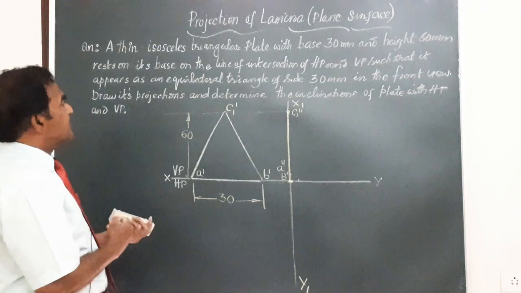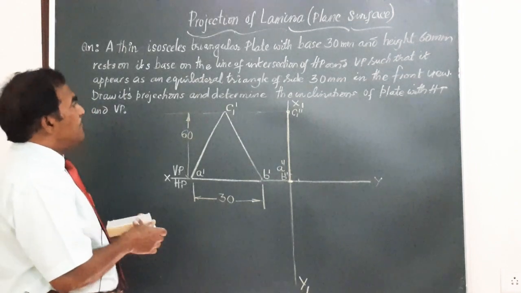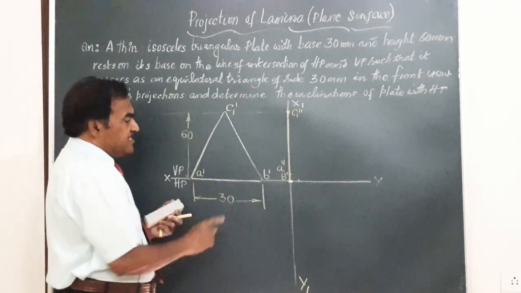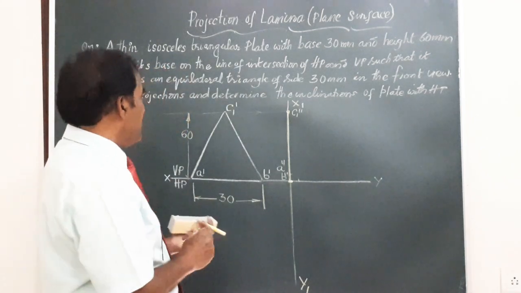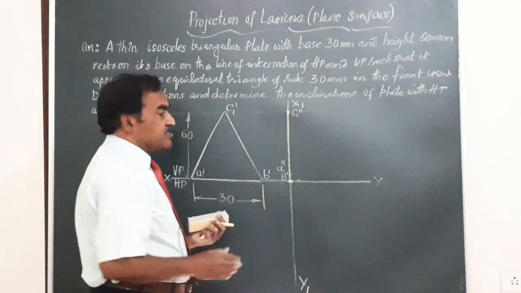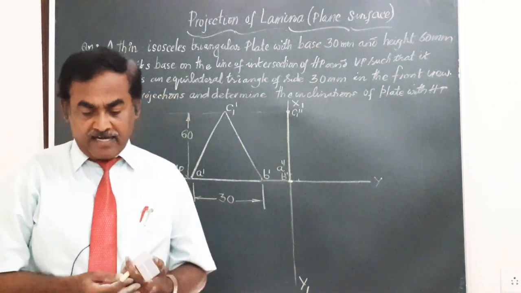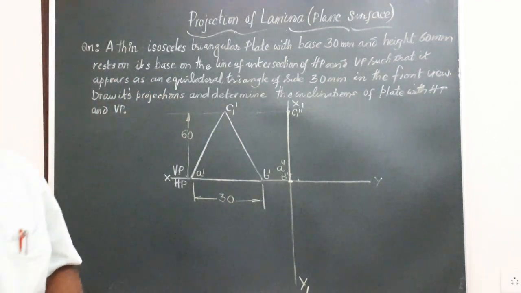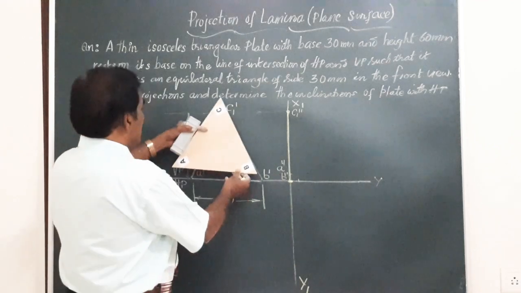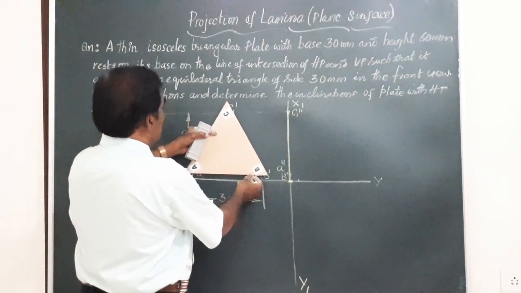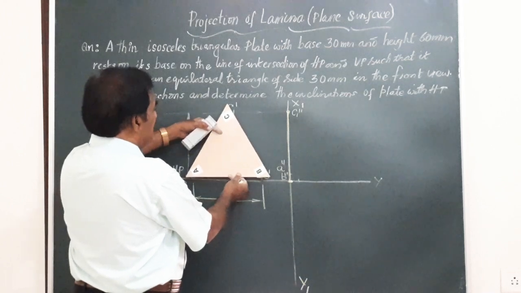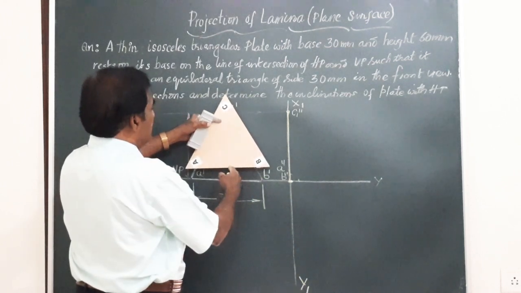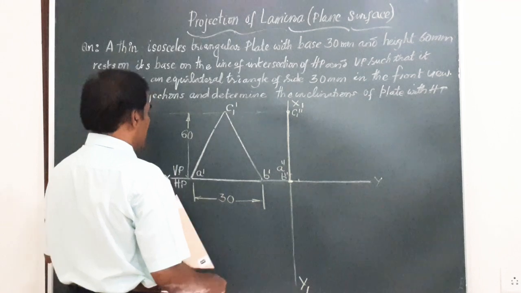Friends, it says in the question, the lamina while resting on one of the sides AB on the line of intersection of HP and VP appears as an equilateral triangle. Friends, look here, we had a triangle like this with AB equal to 30 mm, the vertical height is equal to how much? 60 millimeter.